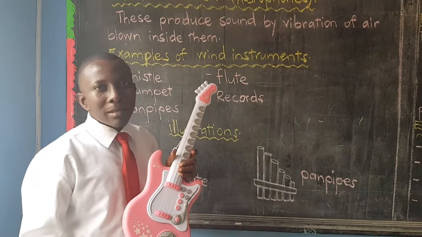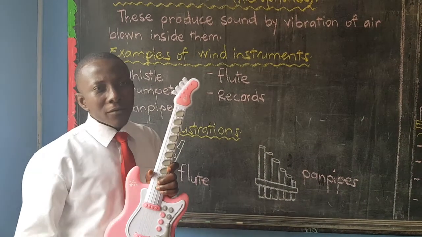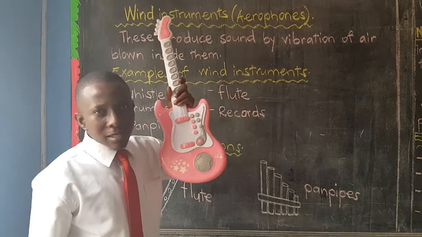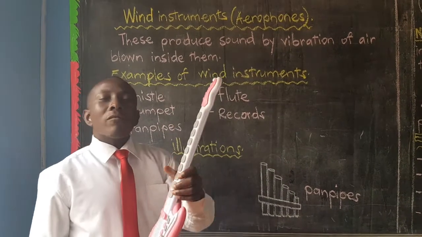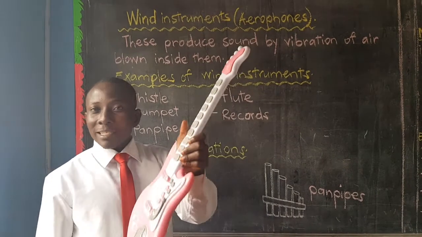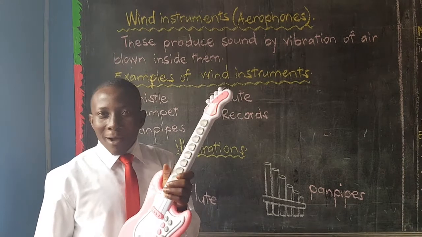Remember, we listed them as string instruments or chordophones. We listed wind instruments. They are also called aerophones, and percussion music instruments. To which group of those instruments does this one belong? This is our guitar. To which group does it belong? And then, how does it produce sound?